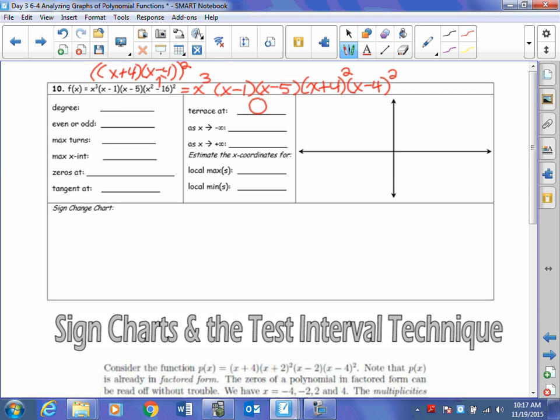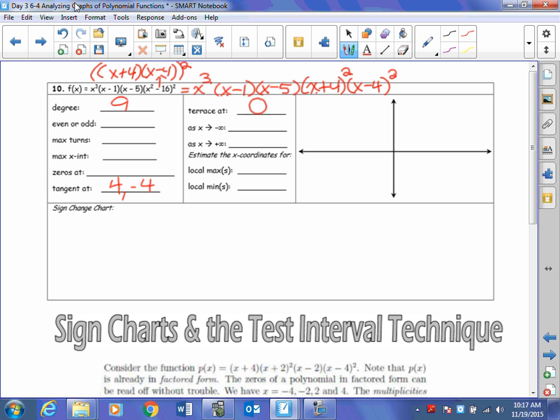Which means not only do I have a terrace, but I also have what else? Tangents. Where are the tangents at? Okay, now let's get down to what degree is it? How does it get 9? Counted. Let's count it together. 3, 4, 5, 6, 7, 8, 9.